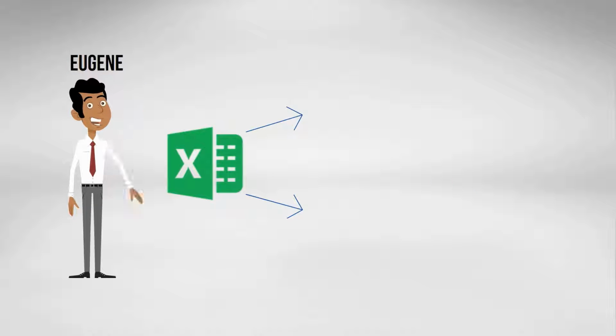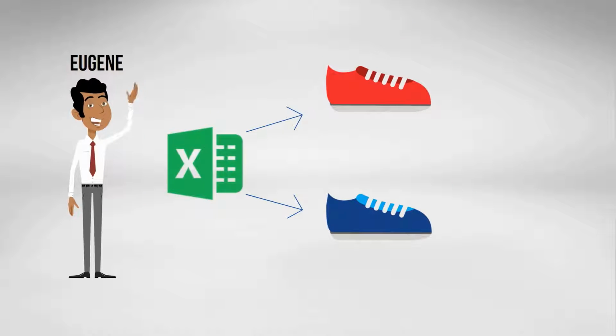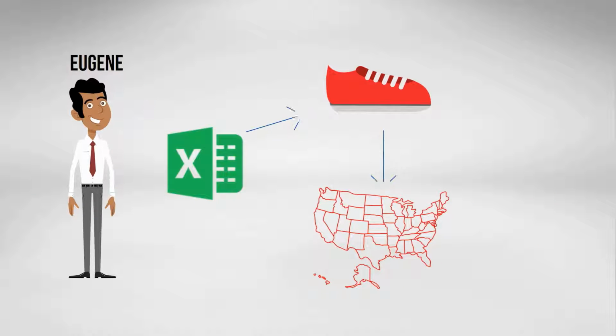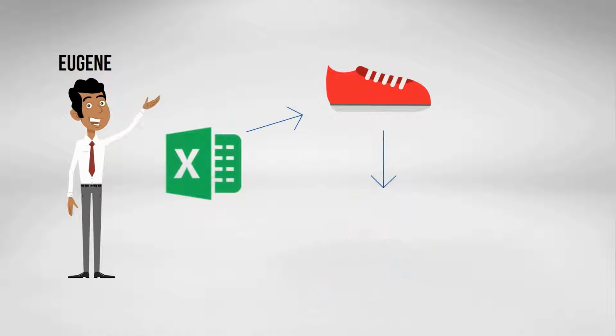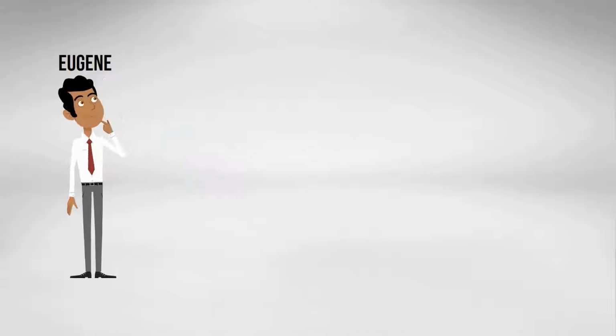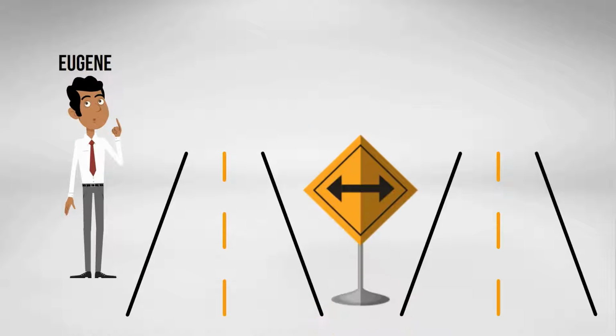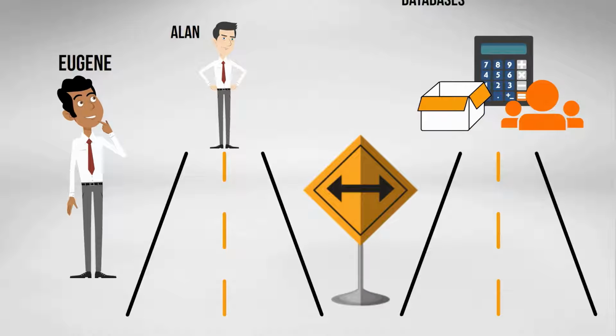Eugene opens the report and can see how many red shoes and blue shoes they've sold this week. He then realizes that he needs to know what state each red shoe is sold in order to determine budget allocation for the next week. Unfortunately for Eugene, his workbook is static, so he can't drill down into any of the numbers. Now Eugene finds himself at a crossroads and has two options. He can go back to Alan and request a new report with additional information on red shoes, or he can go into the databases and try to create his own report.